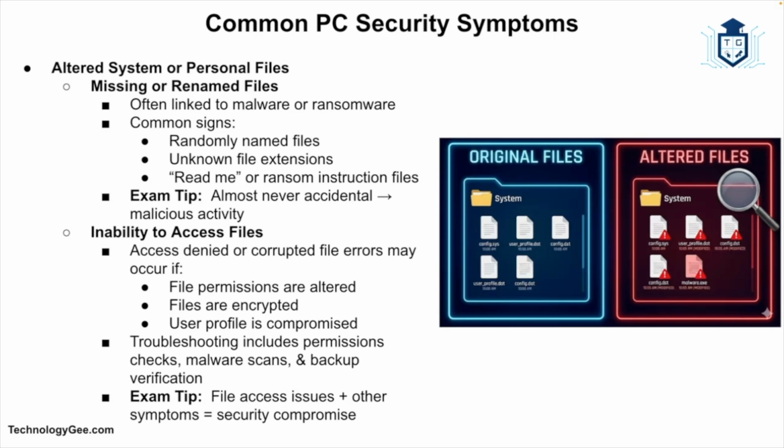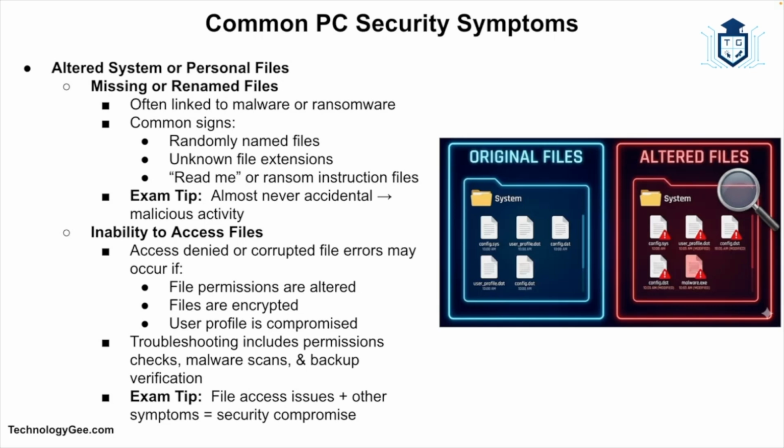And then we have the inability to access files. Sometimes files aren't gone, but the user cannot open them, and they may receive access denied messages or corrupted file errors. This can happen when malware changes file permissions, files are encrypted, or the user profile is compromised. For troubleshooting, this means checking file permissions, scanning for malware, and verifying backups.